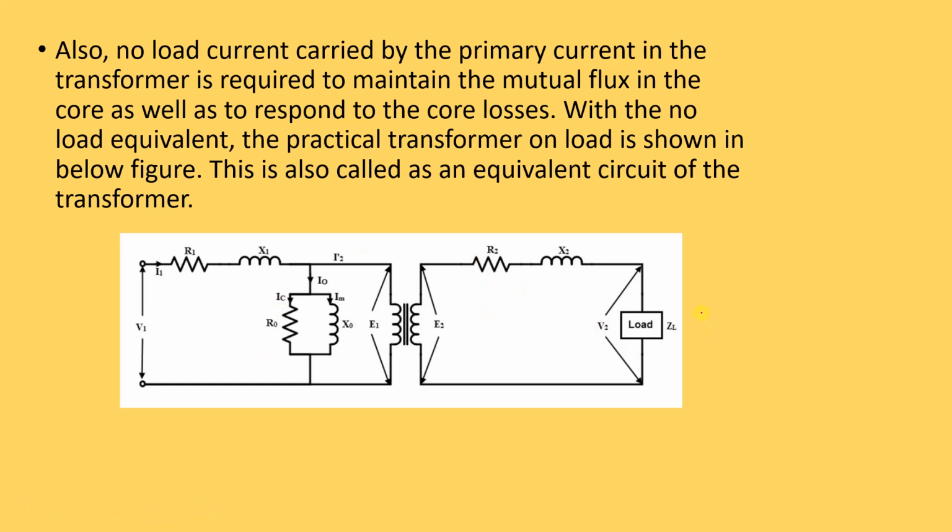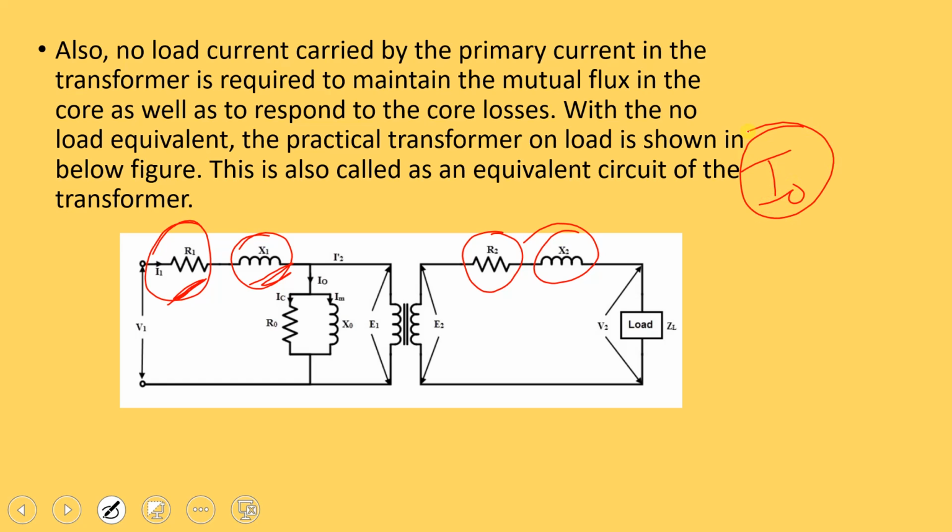When we connect the load and we have this resistance and reactance, now we know why we are putting R1 and X1 and R2 and X2. These are the resistances of the windings, and this reactance is due to the leakage flux. Also, the no load current carried by the primary in the transformer is required to maintain the mutual flux. No load current I0 is required to maintain the mutual flux in the core as well as to supply the core losses.